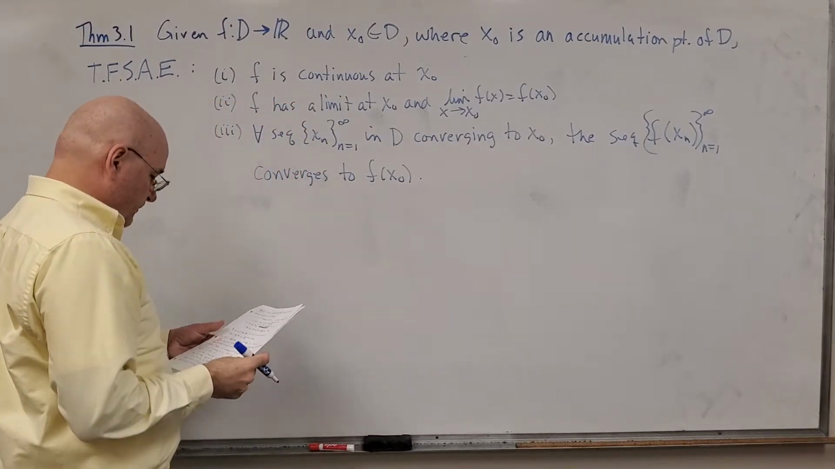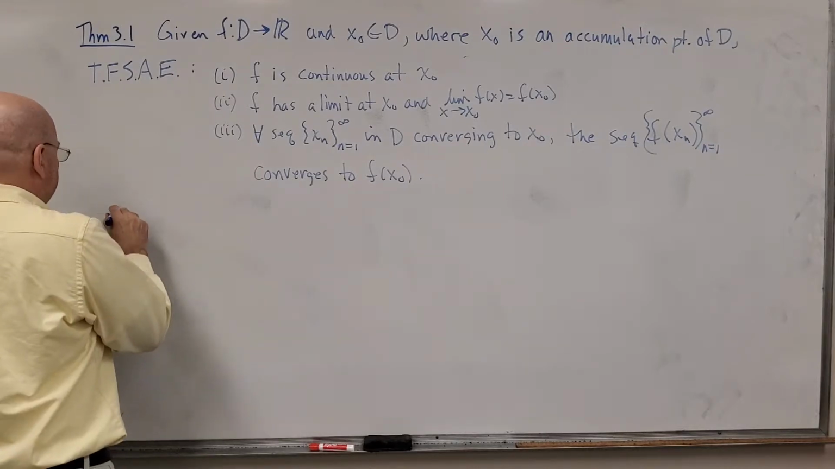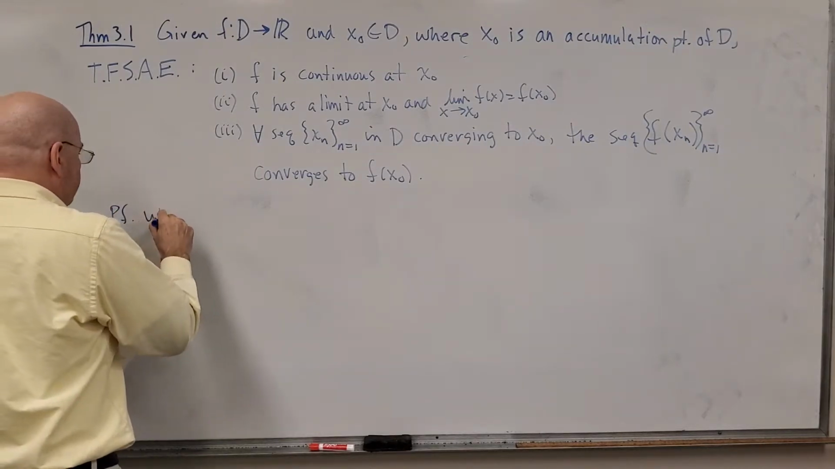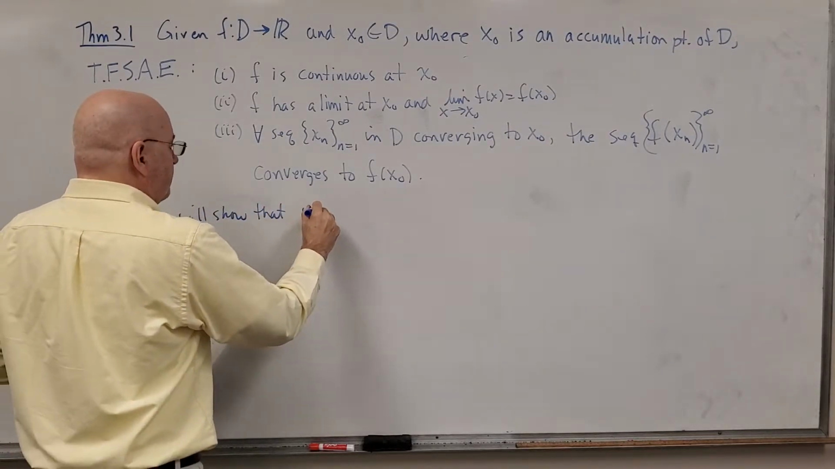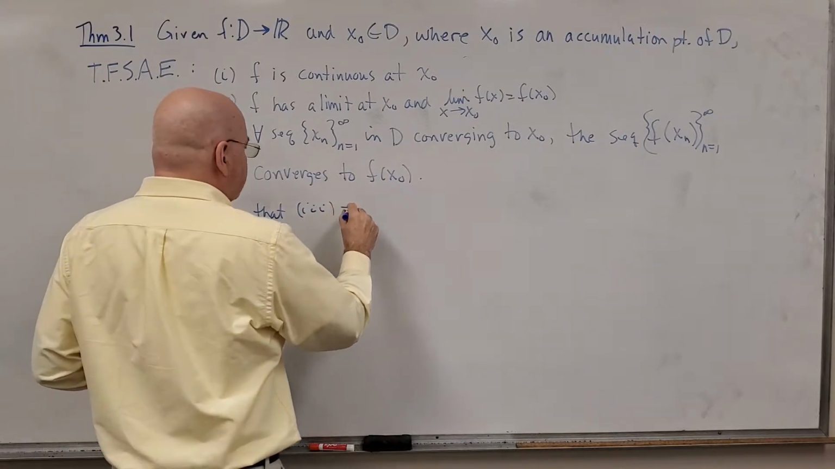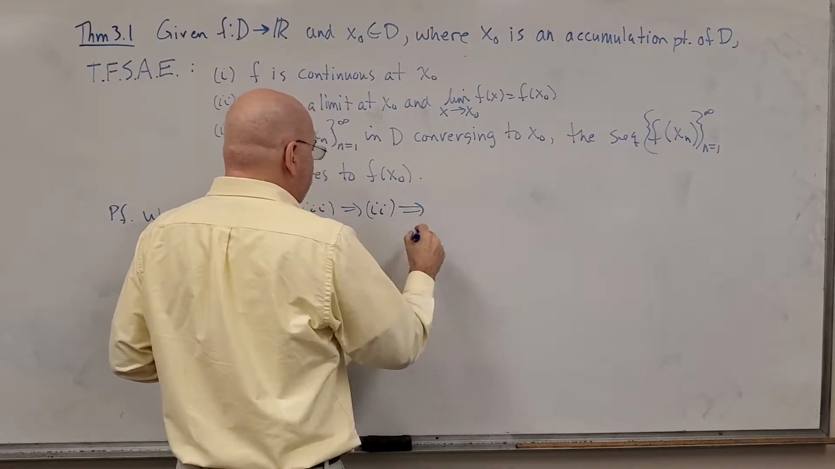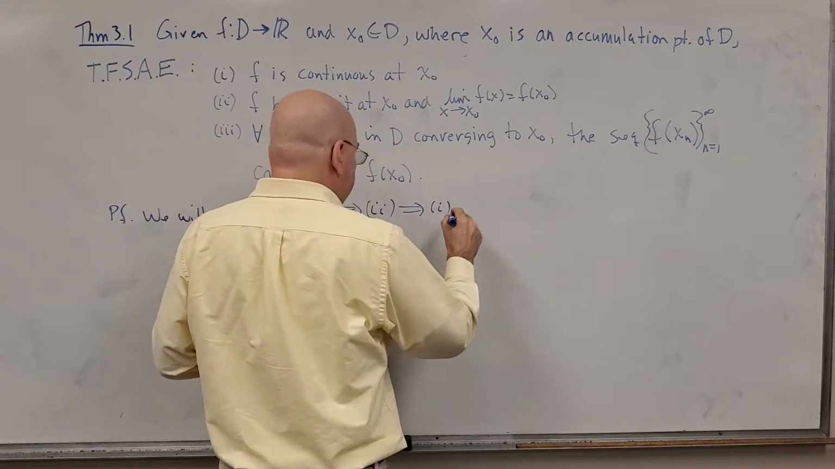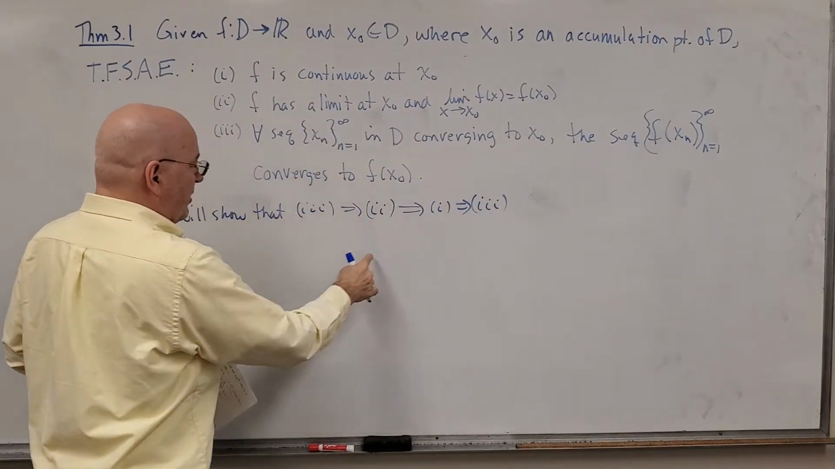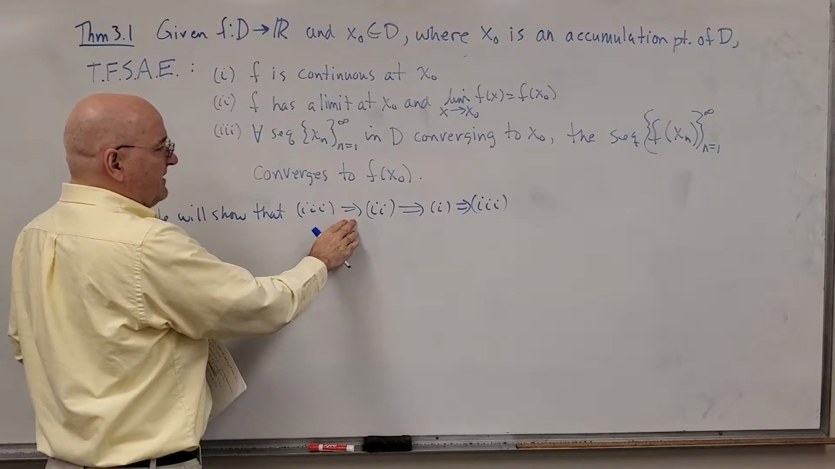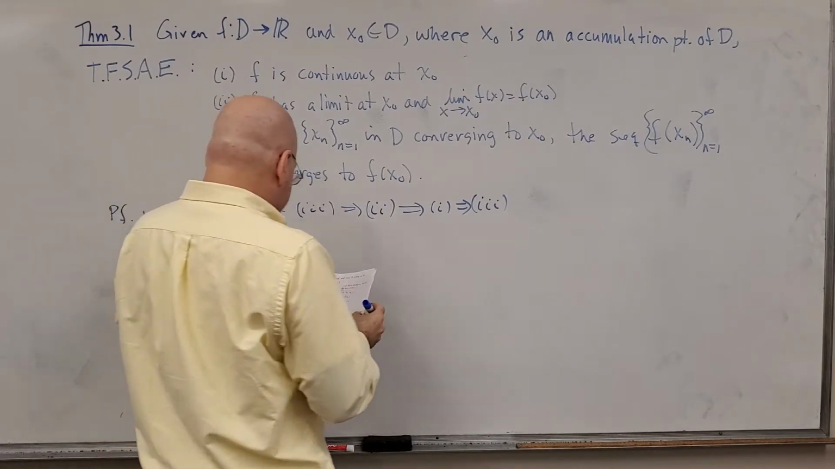So I think I could probably squeeze the first two in here. Proof. We will show that the third statement implies the second statement, which implies the first statement, which implies the third statement. I could have drawn my arrow all the way back here. We basically have three cases to prove: 3 implies 2, 2 implies 1, and 1 implies 3.